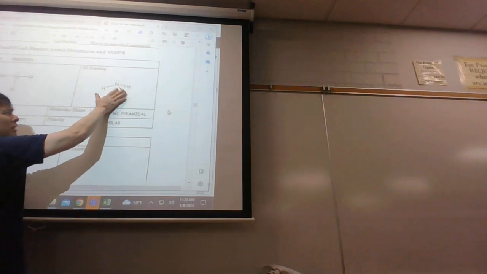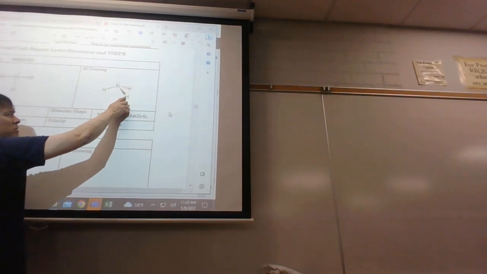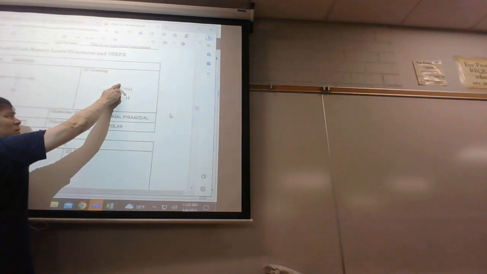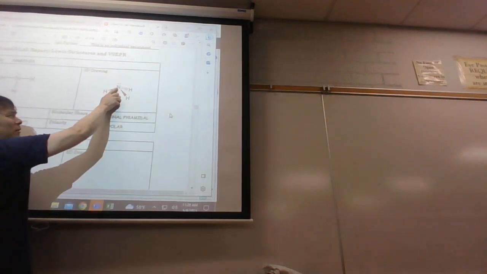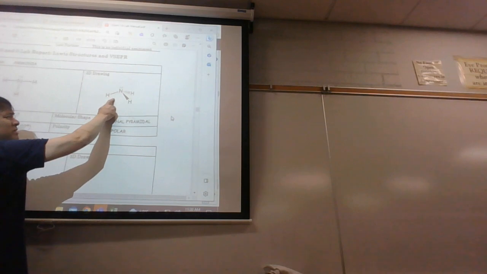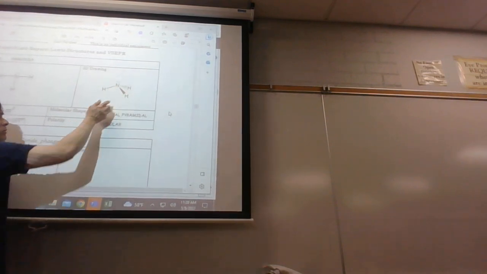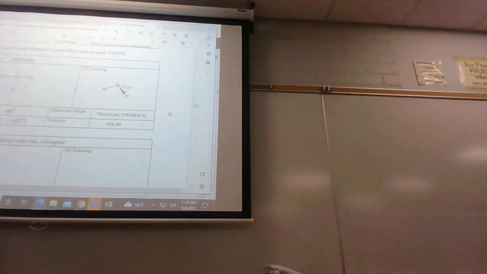But when we look at the molecular geometry, it's just of the bonded atoms. The Heisenberg uncertainty principle says we're not going to pinpoint those electrons up here, the lone pair. And so what we see is we can pinpoint the atoms. We see a trigonal pyramidal shape. And so that's what we did.